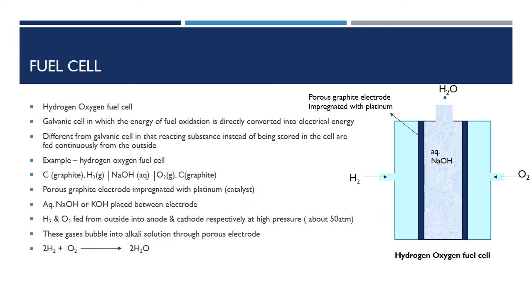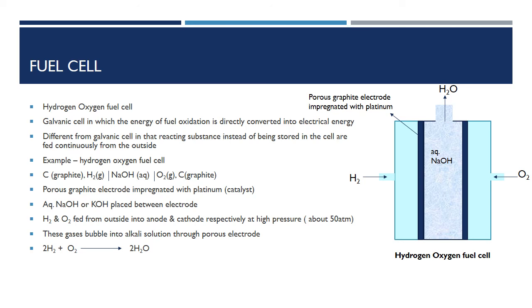0.2415. A fuel cell is also an example of a galvanic cell in which the energy of fuel oxidation is directly converted into electrical energy. The difference from the traditional galvanic cell is that, unlike in the galvanic cell, where the reacting substances are stored within the cell, in the case of a fuel cell, they are fed continuously from the outside. The simplest and most common example is the hydrogen-oxygen fuel cell.